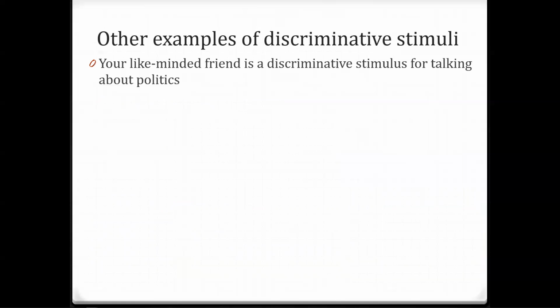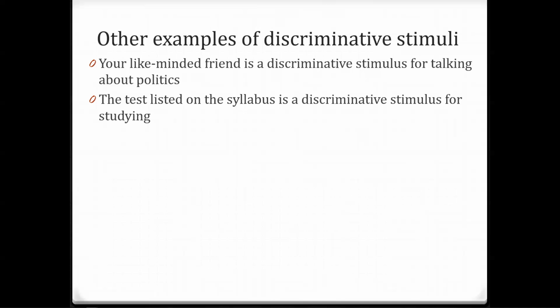There are a variety of discriminative stimuli. You have discriminative stimuli all around you, and they're controlling your behavior at every moment, whether you realize it or not. So for example, one potential is your like-minded friends might be a discriminative stimulus for talking about politics, whereas your less like-minded friends might be what we call an S delta or an extinction stimulus to indicate not to talk about politics around them. The tests listed on the syllabus is a discriminative stimulus for studying. So the test date is a cue that indicates that if you study before then, you'll be reinforced.